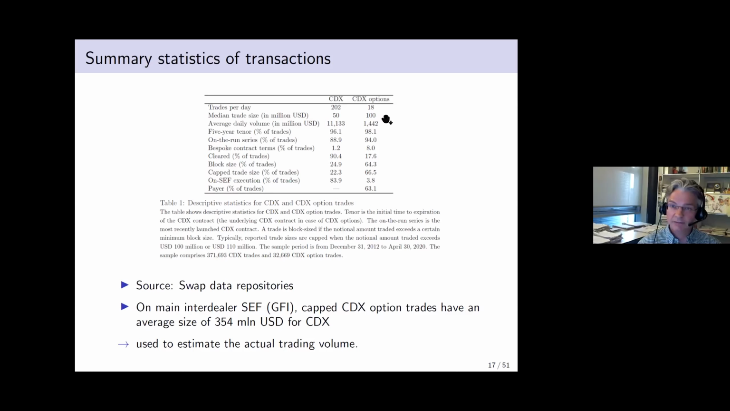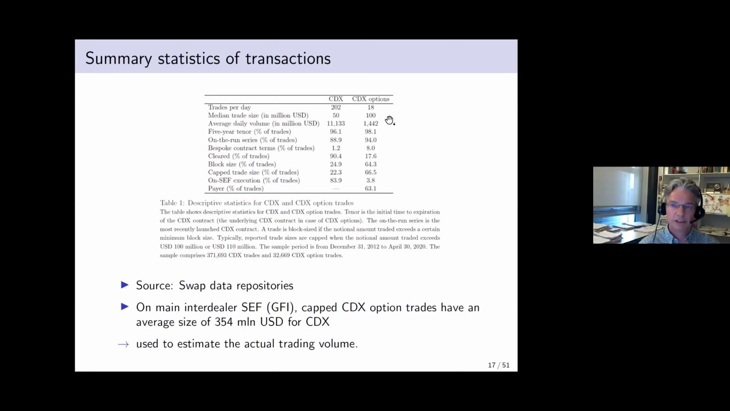Nevertheless, you can see that the average trade size is very big in this market. Here the median trade size is 100. It turns out that the trade size is capped. So this is all based on data we extract from trade data repositories, which Benjamin has been an expert at exploiting. So we have data on actual transactions. Unfortunately, a lot of the transactions in these options are not happening on SEFs, so we cannot actually analyze the actual transaction data for many of these trades.